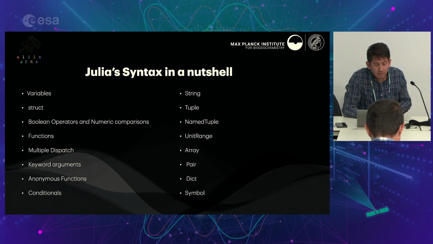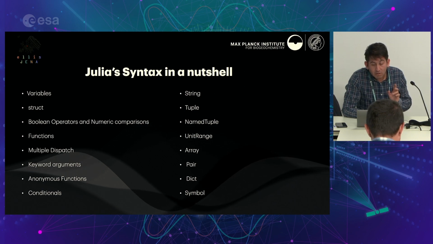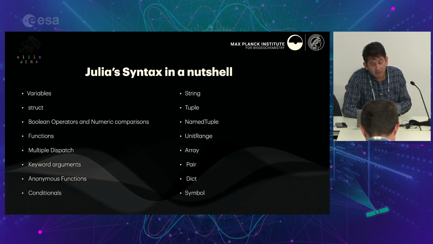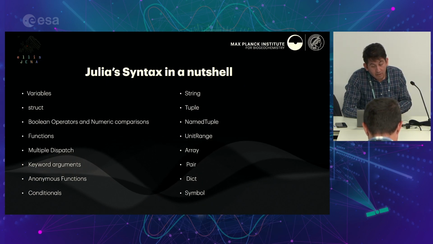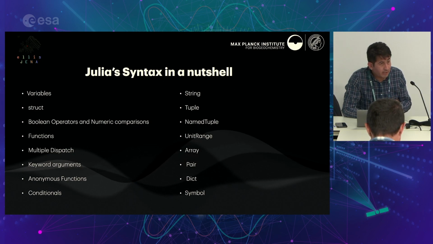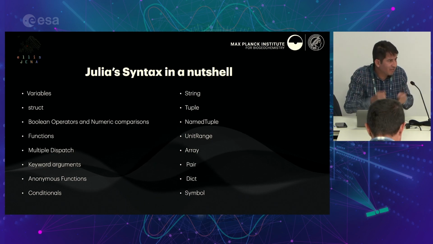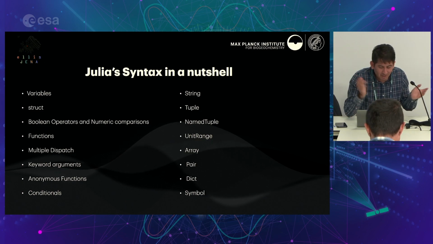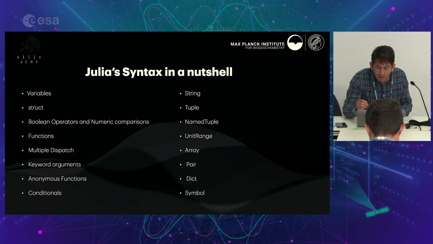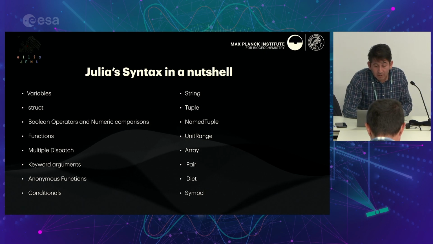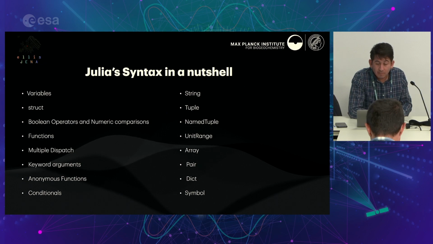Keyword arguments as well for functions. Anonymous functions, conditionals. How to use strings, tuples, named tuples. I mean, that will become clear later. Arrays, and something that we use a lot in the Julia community is pairs. So when you pair things, like cat, 2, dog, 4, you do a pair between things. And symbols. So this is the part of the session that goes into VS Code.